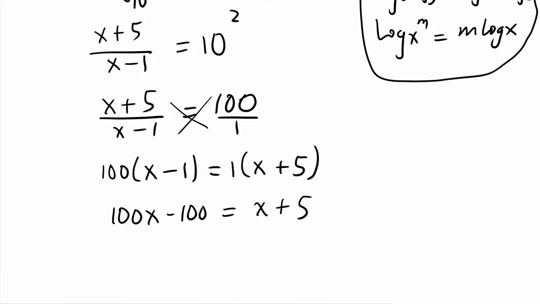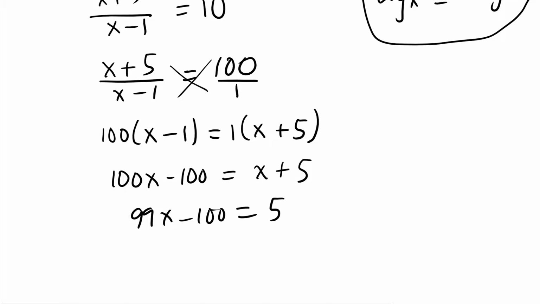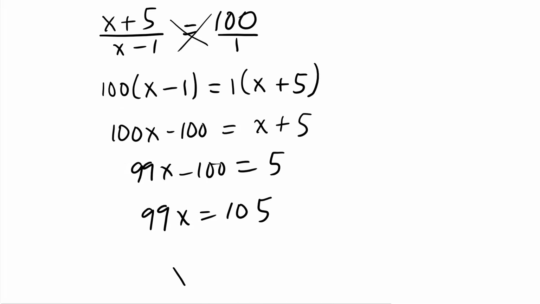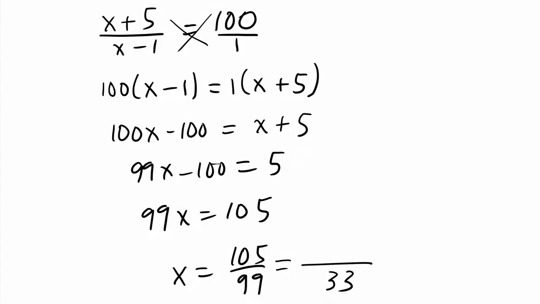So we subtract x on both sides, add 100 to both sides, divide by 99. Notice both of them are divisible by 3. By 3 is 33, and by 3 is what? 3, 9, carry over 1, 15, 5. So 35 over 33.